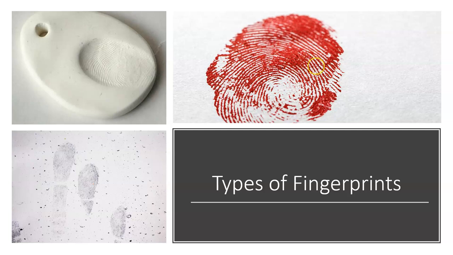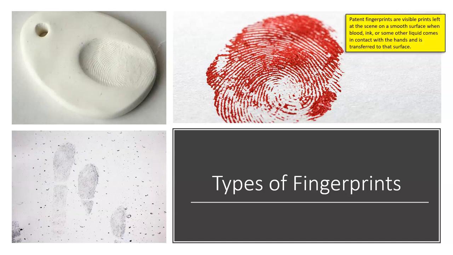Okay, this one is obviously visible without fingerprint dust. This one, however, needed to be dusted in order for the fingerprint to become visible. This type of fingerprint is called a patent fingerprint. Patent fingerprints are visible prints left at the scene on a smooth surface when blood, ink, or some other liquid comes in contact with the hands and is transferred to that surface. So if I committed a crime and I had blood on my hands and then I touched a wall or a table and left my fingerprint in blood, that would be a patent fingerprint. It would be obvious to individual CSI technicians because it was transferred in blood.